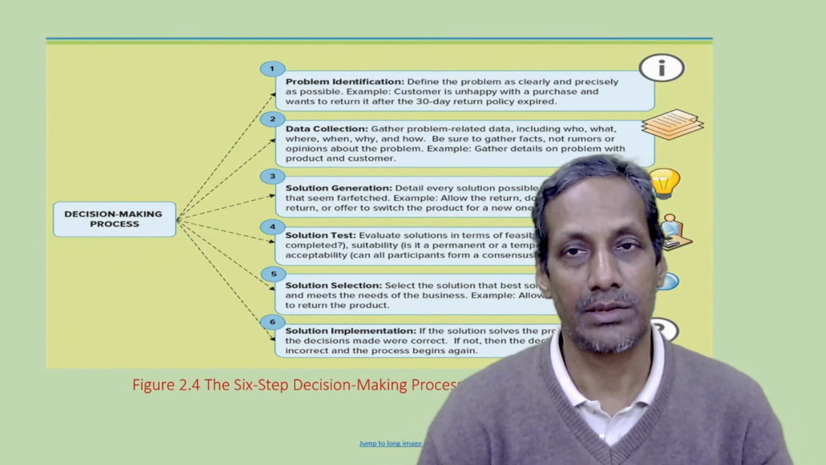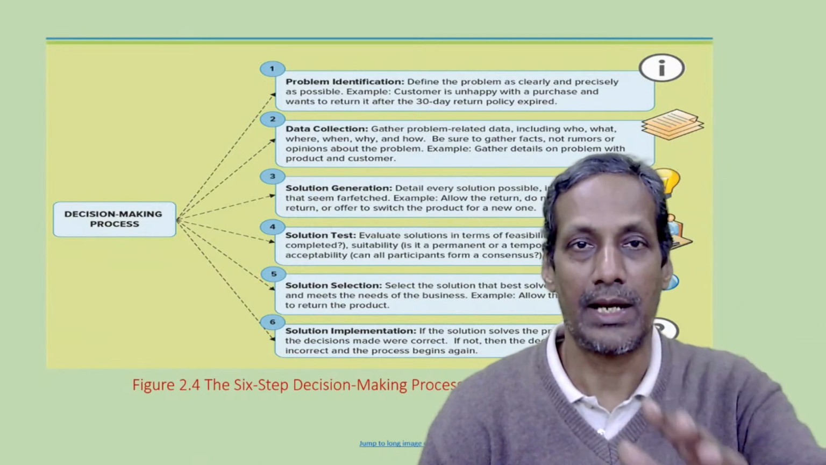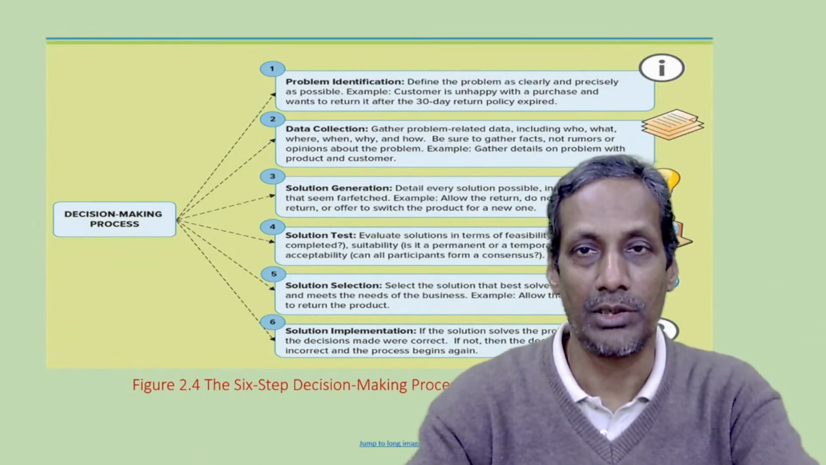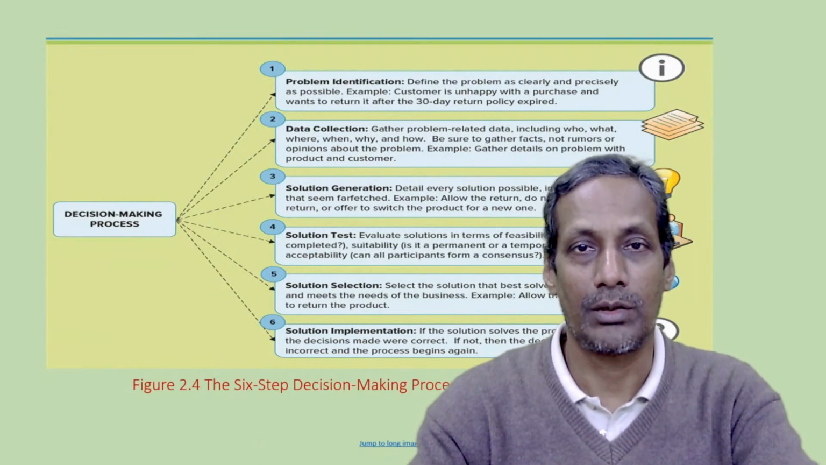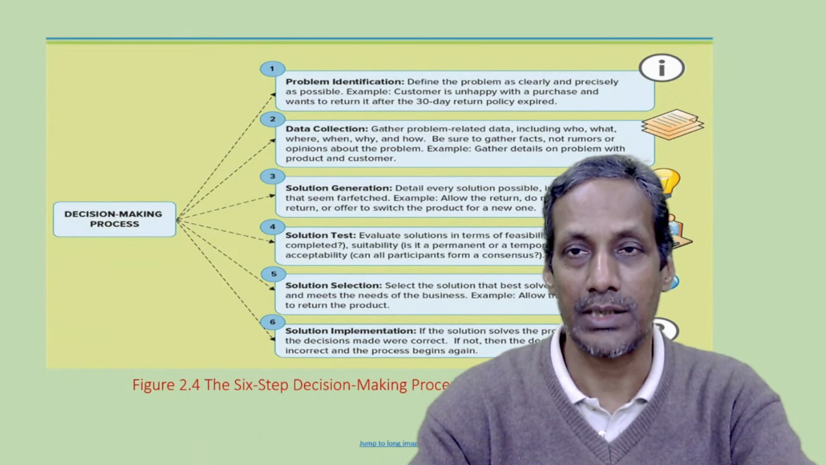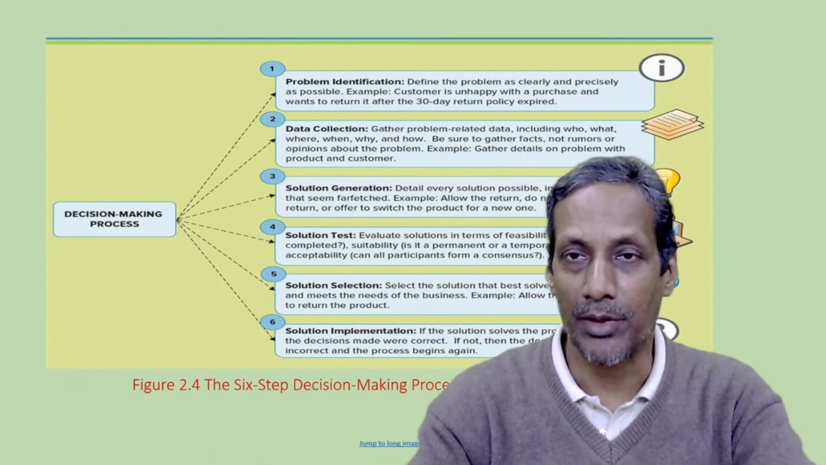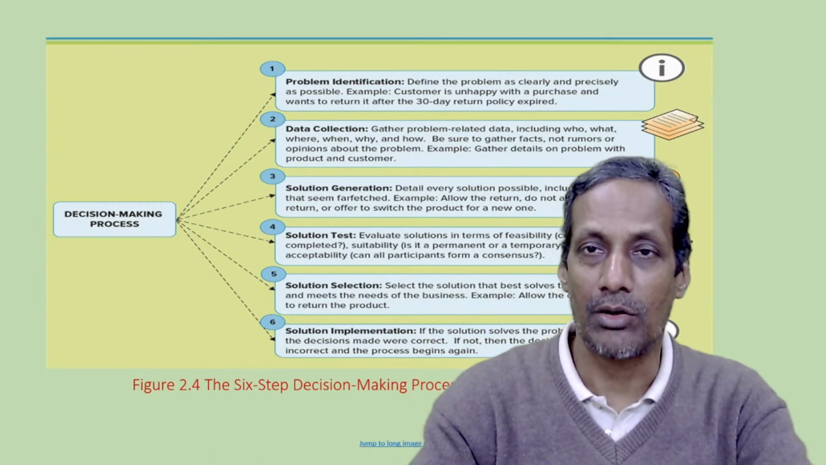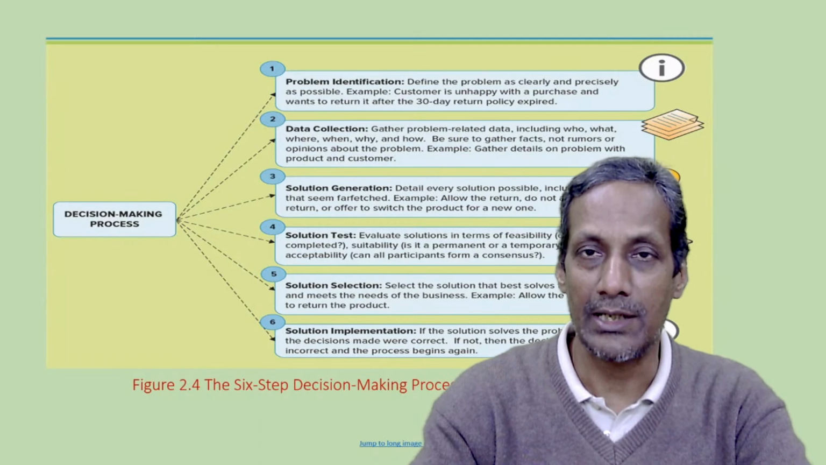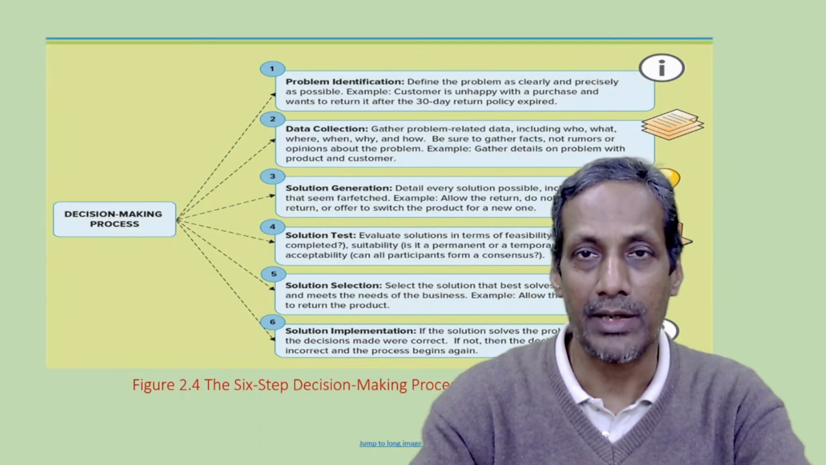First, the managers define the problem as clearly and precisely as possible. Now, why is the customer unhappy with the purchase, and why does he want to return it after the 30-day return policy expires? That may be a problem for managers to look into, wherein they depend on information systems to precisely identify the problem.